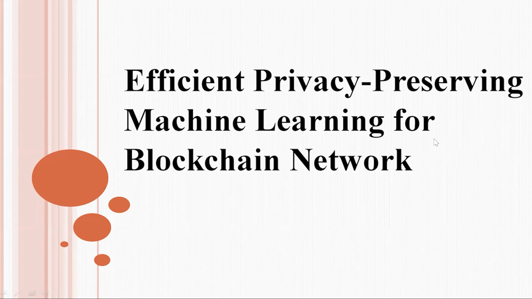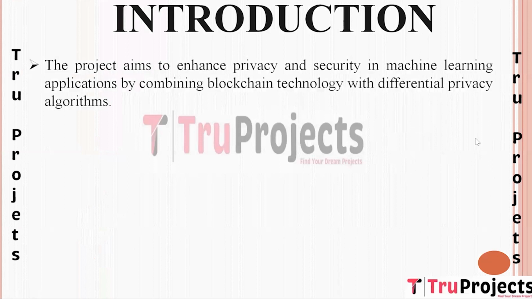About the project. Title: Efficient Privacy Preserving Machine Learning for Blockchain Network. Introduction. The project's primary objective is to improve the levels of privacy and security within machine learning applications. This is achieved through the integration of two key technologies, blockchain and differential privacy algorithms. By combining these two approaches, the project seeks to create a more robust and secure environment for machine learning.